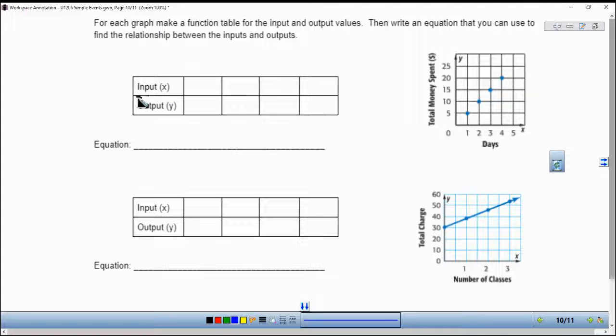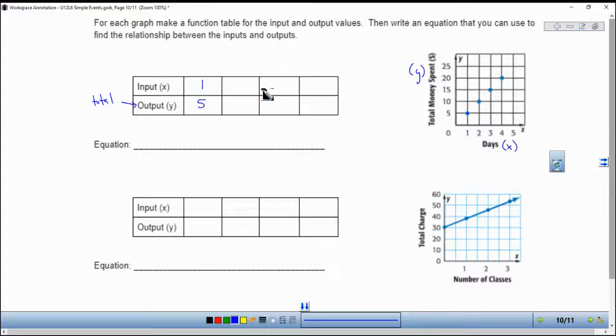Okay. Well, remember, the output is kind of like the total. So if we think of the output kind of like the total, that might help us write the equation at the end. If we look at our first point on the coordinate plane, days, which is the input, this is always the input because it's on the x-axis, and money spent would be the output, it's on the y-axis. So the first input is 1, and the first output would be 5. On one day, you would spend $5.